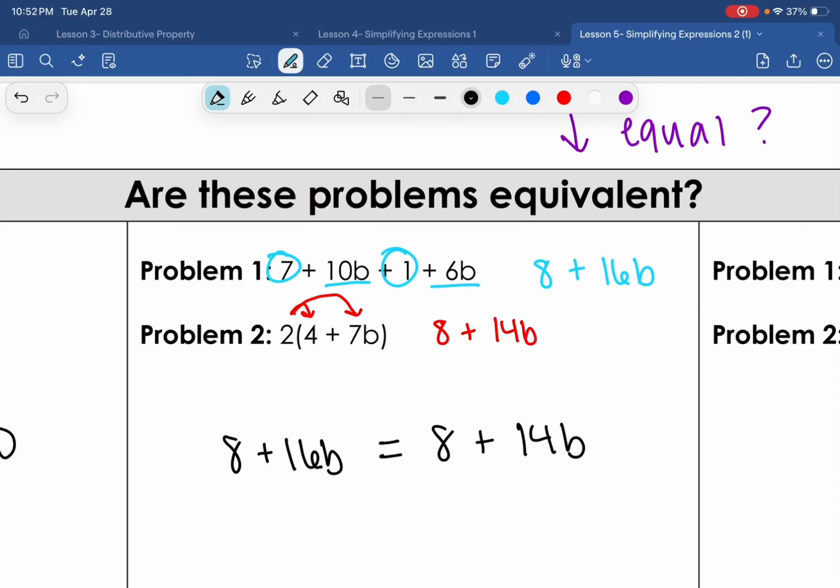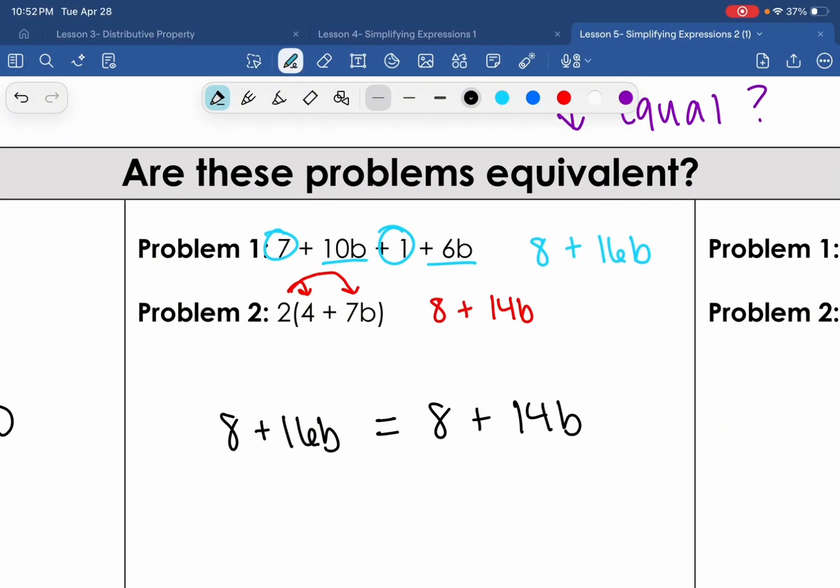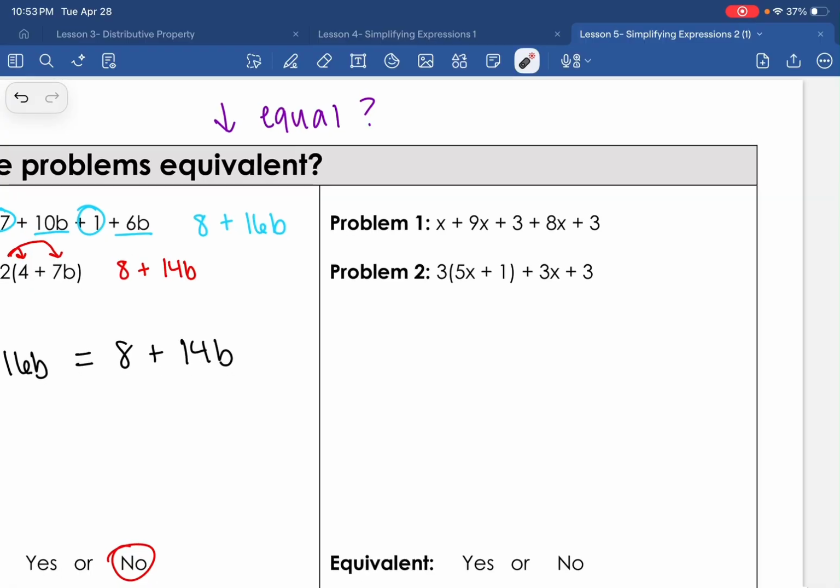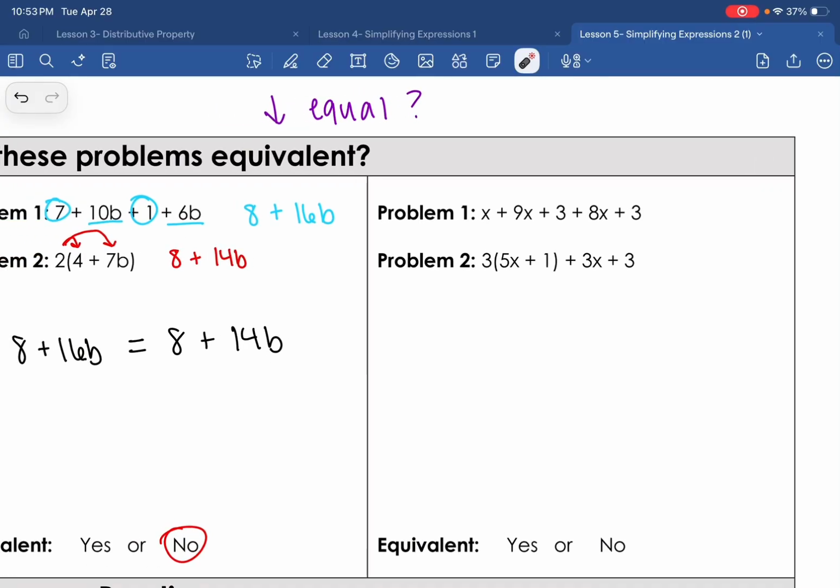Okay, so now I'm going to look at my 2 problems. I have 8 plus 16b equals 8 plus 14b. Are those equal? No, they're not equal. The constants are equal, but our b variables, they're not equal. Okie dokie, let's do the next one.